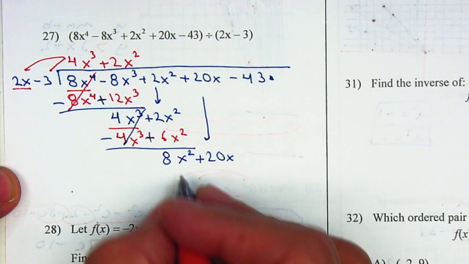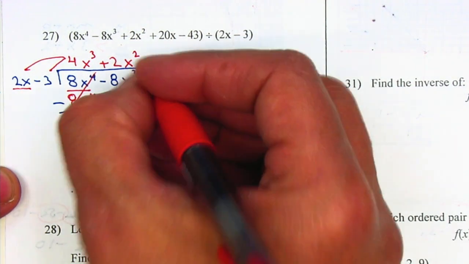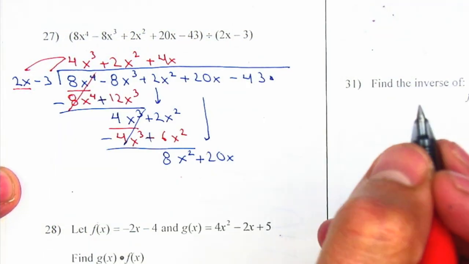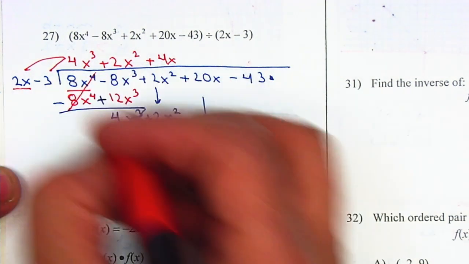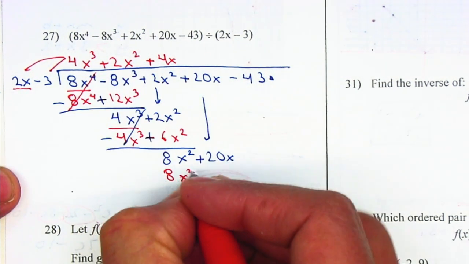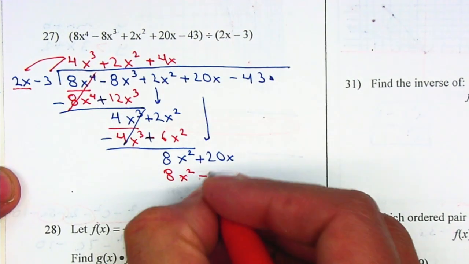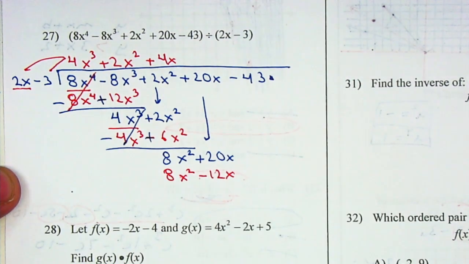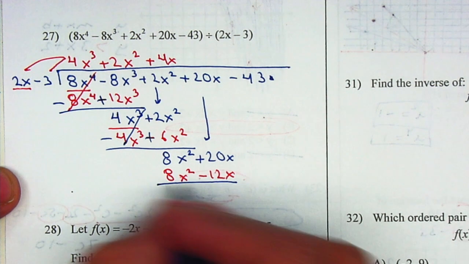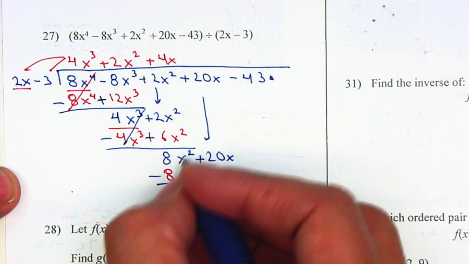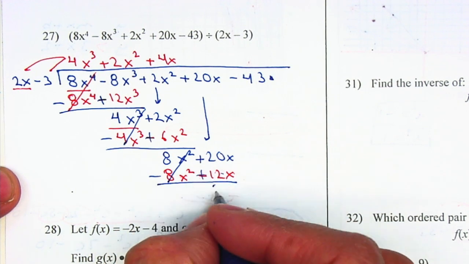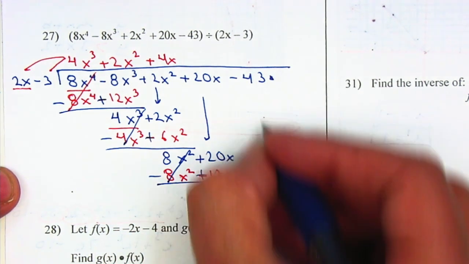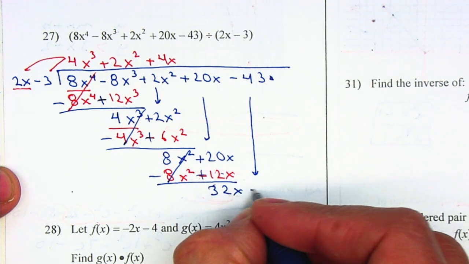What do I need to multiply 2x by to get 8x to the second? That will be positive 4x. Multiply it out. 4x times 2x will give me 8x squared. 4x times negative 3 is negative 12x. We are going to subtract or just add the opposite. They both become the opposite. That becomes a positive, so 32x. Bring down the next term, negative 43.